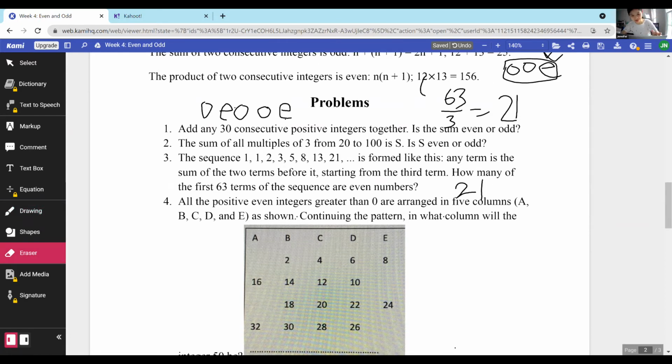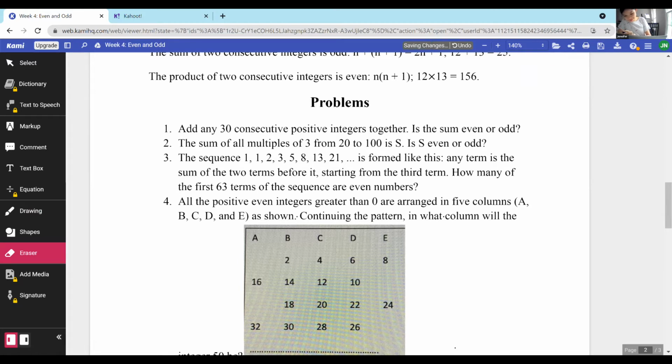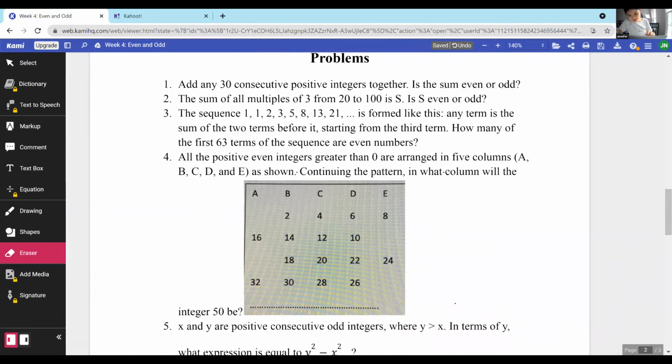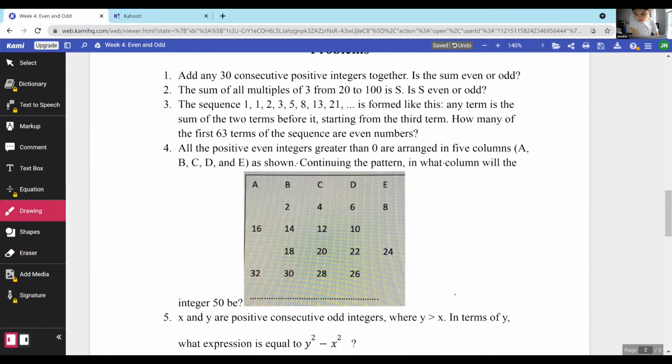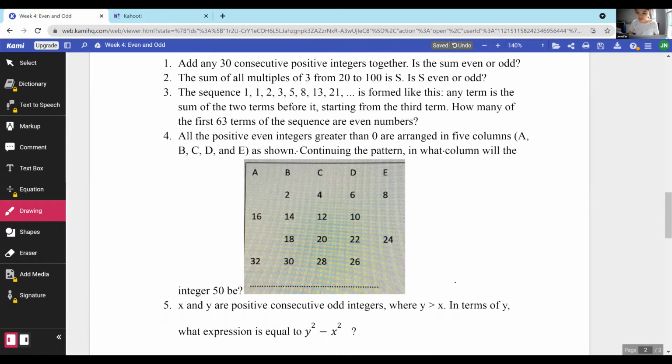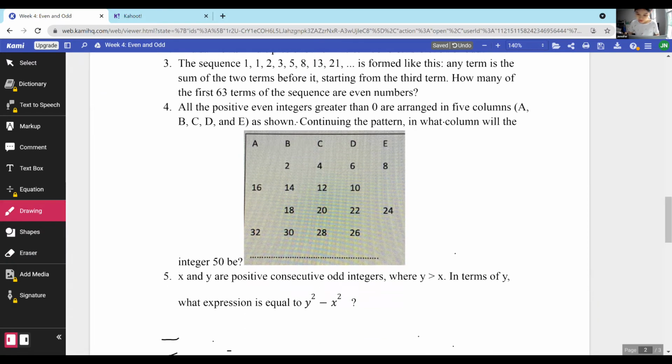Now let's try the fourth problem. I'll actually do this one together. So continuing in the pattern, in which column will the integer 50 be? So notice that the table lists all the positive even numbers. Find a pattern between the numbers in all of the columns.